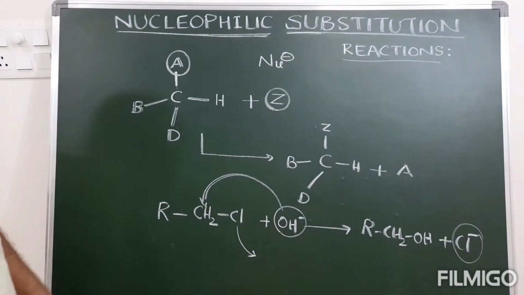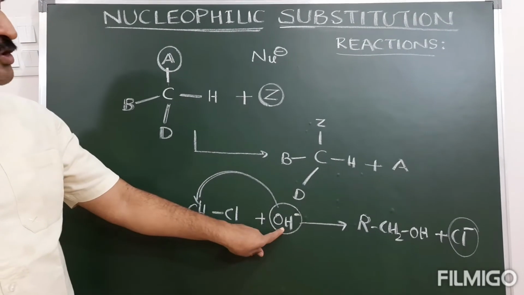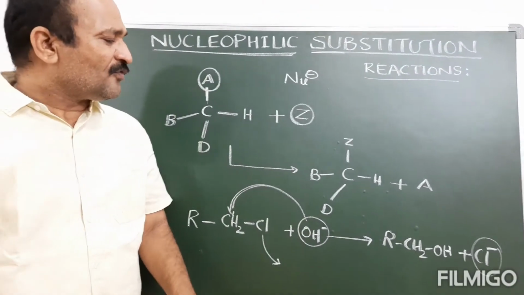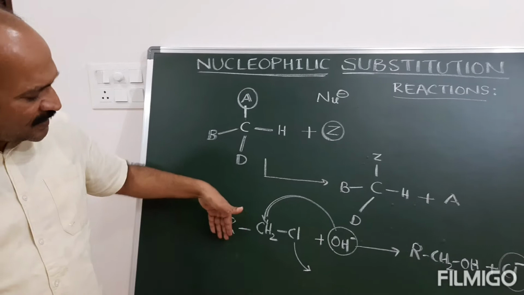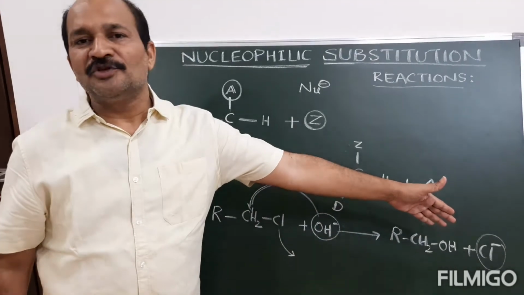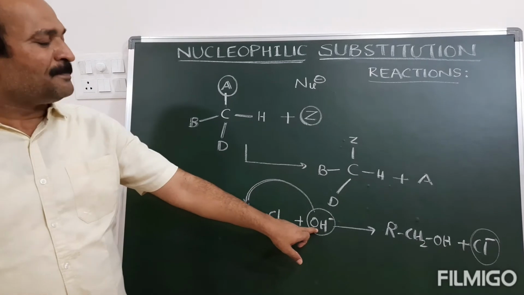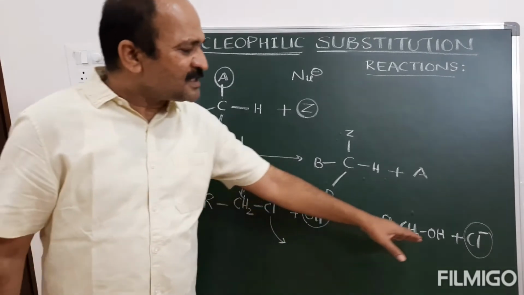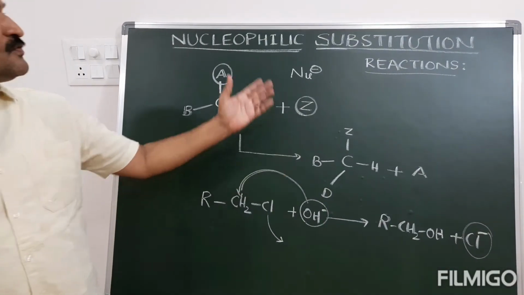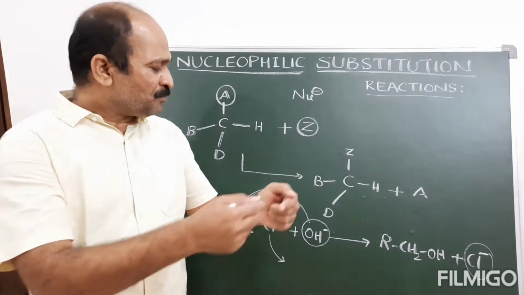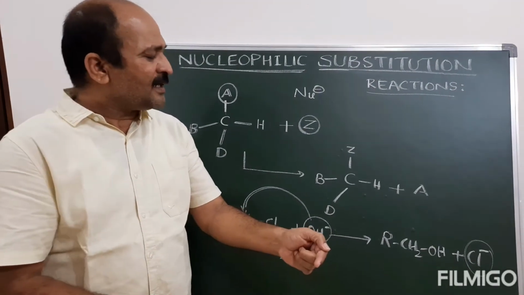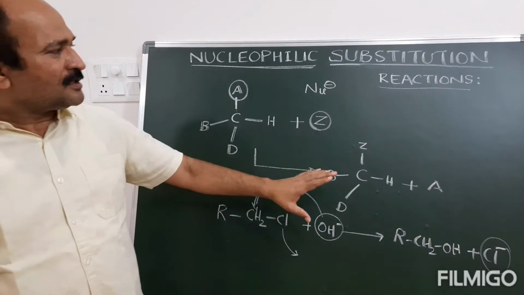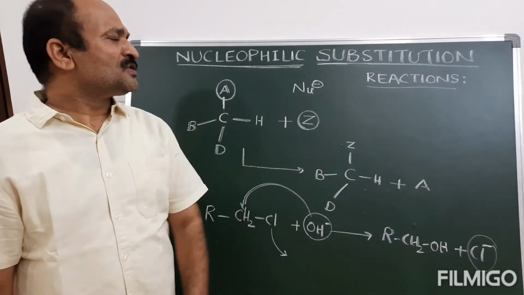What is the driving force to carry out this substitution reaction? If the OH minus strength, that means the incoming nucleophile strength, is stronger, then that is the driving force for running the nucleophilic substitution reaction. Here OH minus is a better nucleophile than Cl minus, and on the other hand Cl minus is a better leaving group. So the driving force for the nucleophilic substitution reaction is that the attacking agent should be a better nucleophile and the releasing group should be a better leaving group. This is the brief explanation for the nucleophilic substitution reaction.